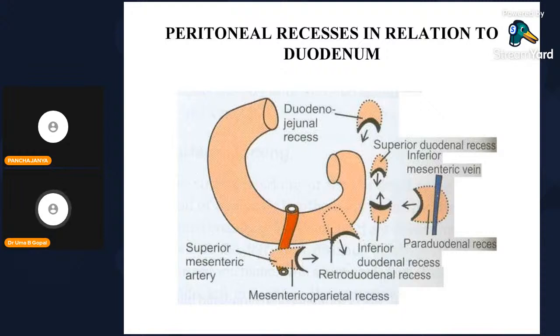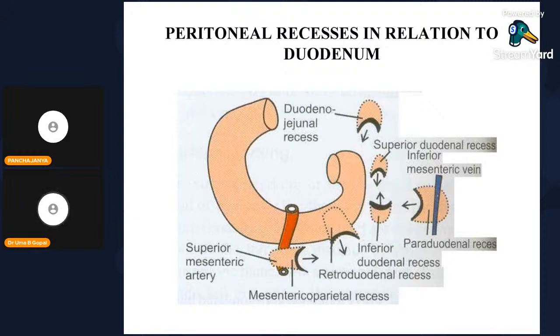And there is one more, the retroduodenal, posterior to the duodenum. And one more related to the superior mesenteric artery, the mesenteric recess. So this is the mesenteric recess, retroduodenal recess, infraduodenal recess. This is also infraduodenal, but it is at the side. So it is a paraduodenal recess, but this is the superior duodenal recess, and this is the duodenojejunal recess.